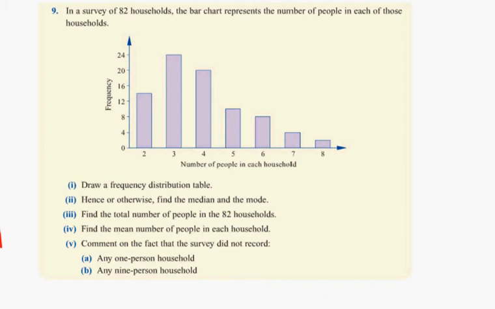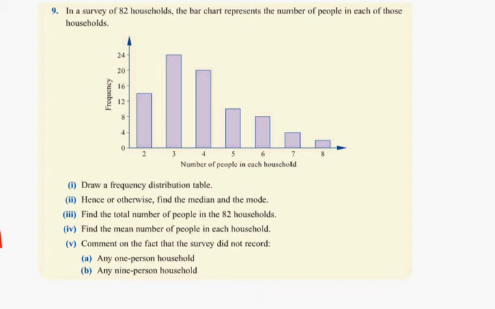Is number of people discrete data? Is 82 households discrete data? You either have a household or you don't. There's no 81.3 households. Okay, you either have one or you don't. Now, so it's discrete data.